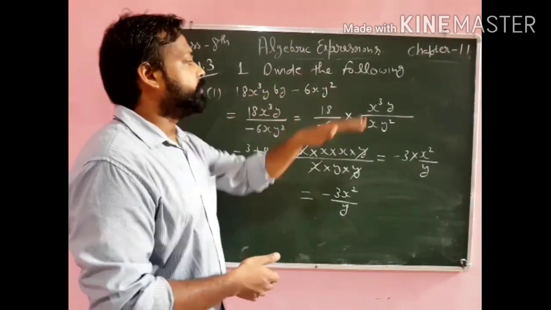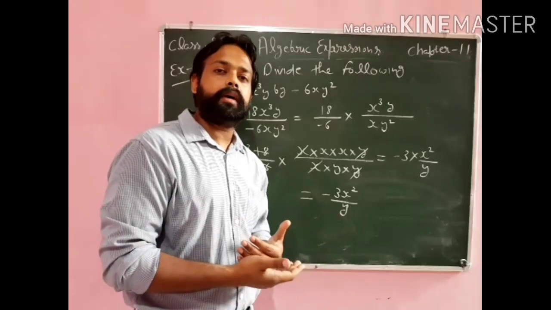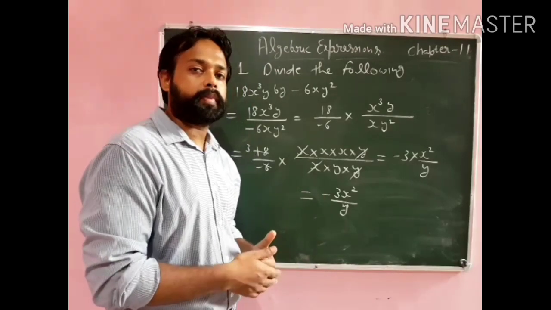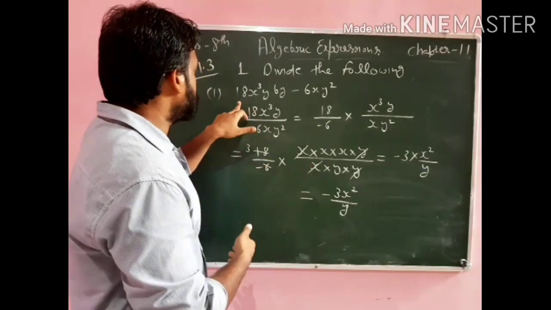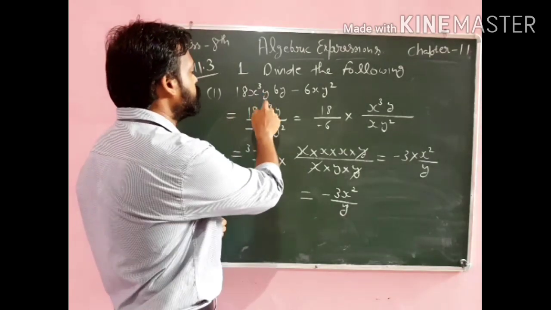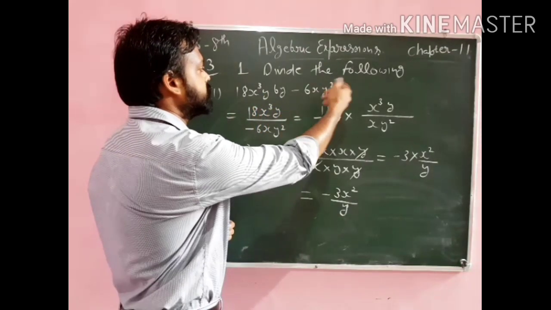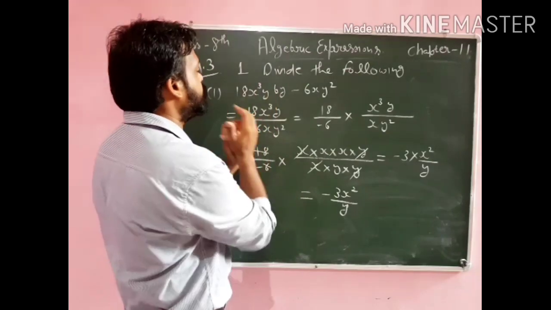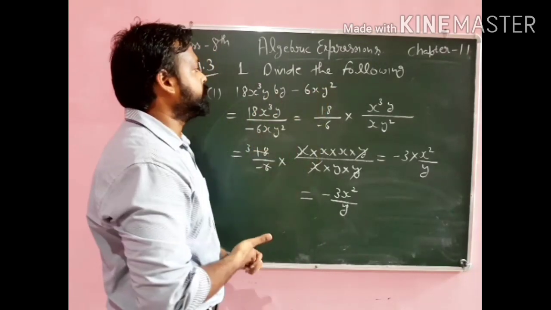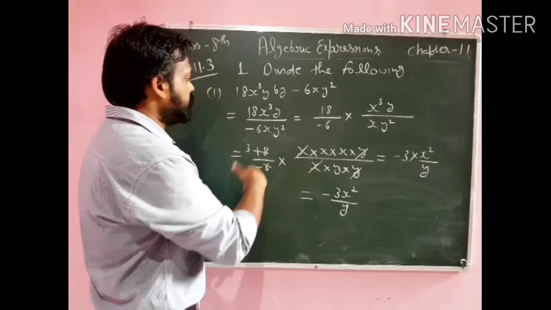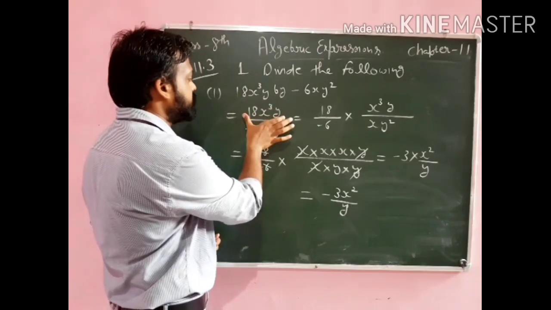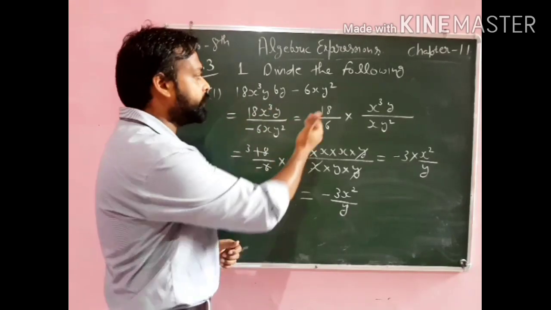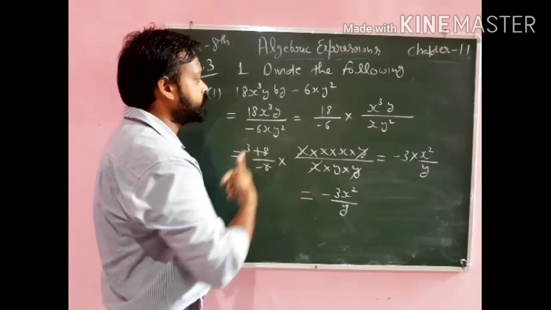The first sum is divide the following. It means we have to divide a polynomial by the other polynomial that is given to us. So you can see here 18x cubed y by minus 6xy square. So we have to divide this polynomial by this polynomial. So how can we divide it? First of all, write this as 18x cubed y over minus 6xy square.